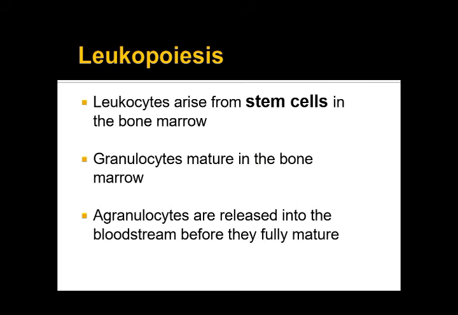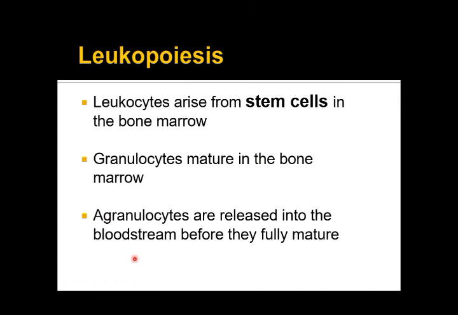All right, now let's jump into this section. This part 2, we're going to start off looking at leukopoiesis, which is basically just the formation of leukocytes or white blood cells from the stem cells in the bone marrow. And granulocytes, as we saw a little while ago, will mature in the bone marrow and then get released into the blood supply. And then finally, agranulocytes are released into the bloodstream before they fully mature. So think about the T and B cells. They are released by the bone marrow before they're fully active and fully mature.